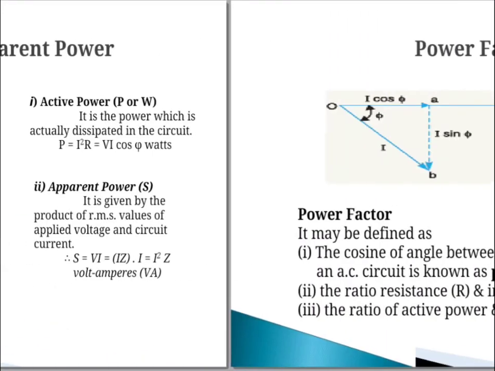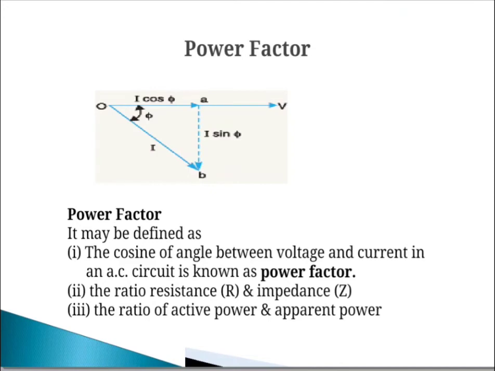Then the next concept is related to the power factor. Power factor is the cosine of the angle between the voltage and current in an AC circuit, that is cos phi. The power factor is also defined as the ratio of resistance to the impedance, or as the ratio of active power to the apparent power.